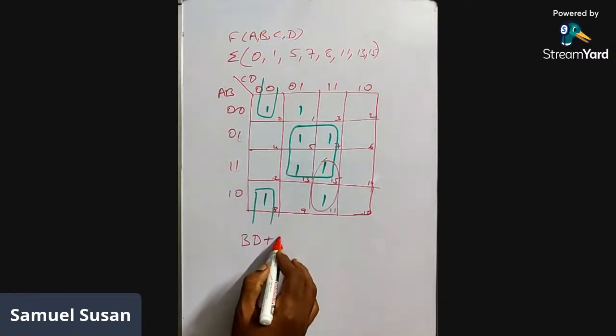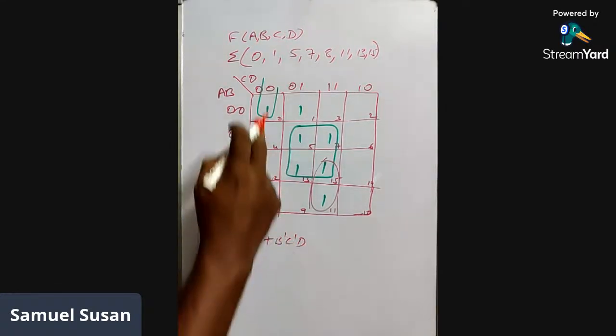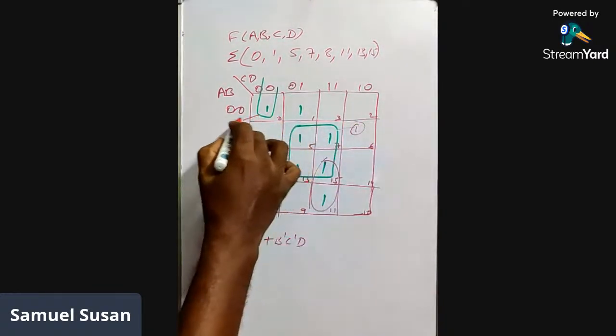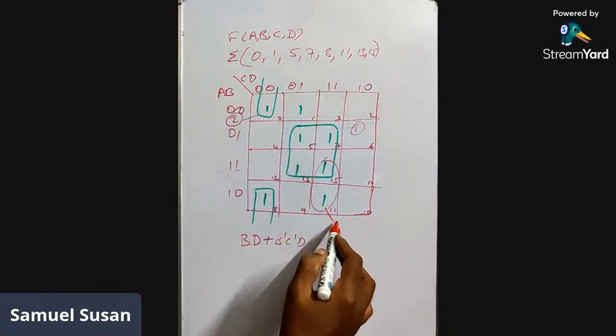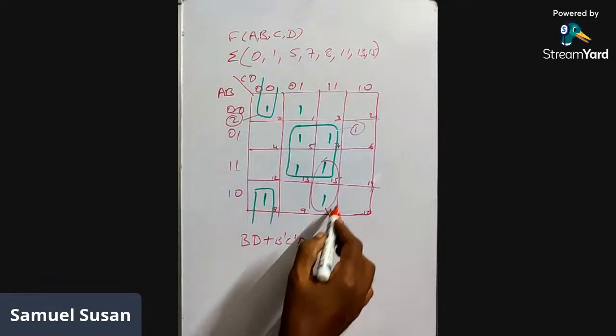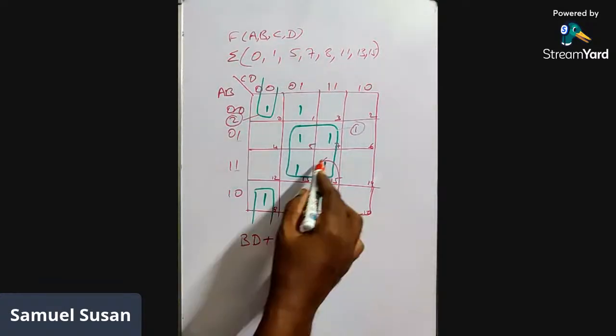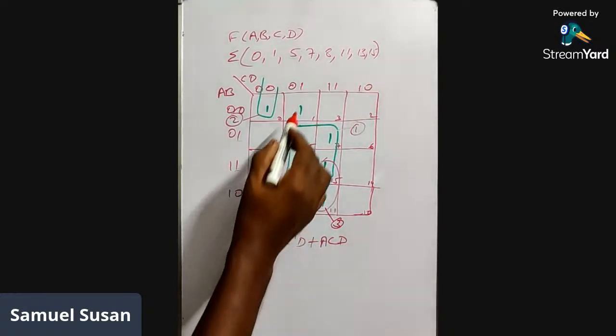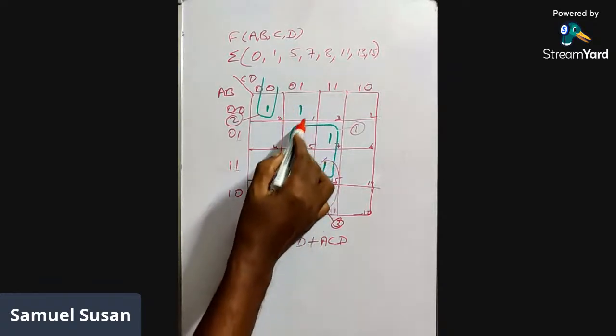So it is b dash, c dash, d dash from this pair, right? This is the first quad, this is the second pair, and if you take this one as a third one, the third term will be in this one. Again b is changing here, it is a, c, and d, right? And finally this one you can either pair with this one or this one.